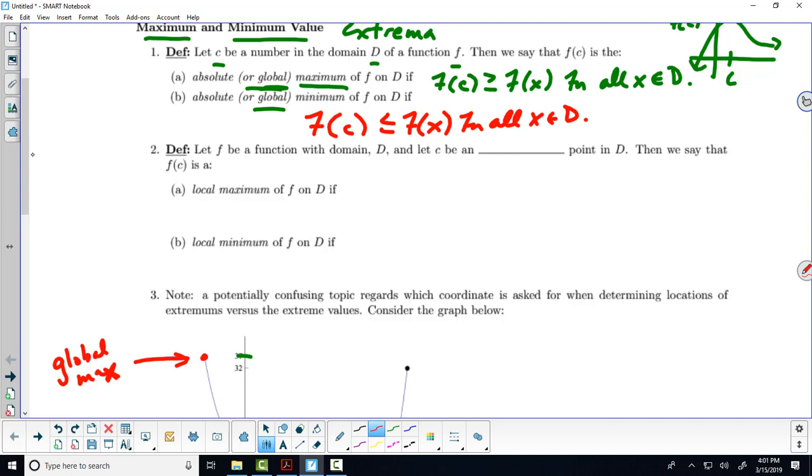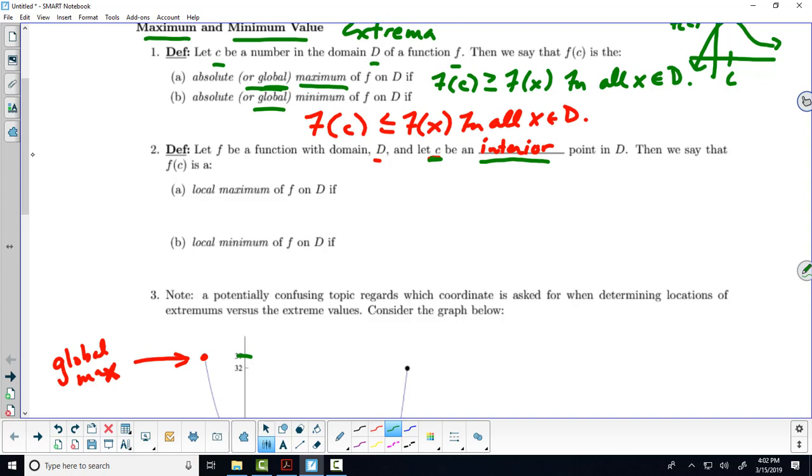Let f be a function with a domain D, and let c be an interior point in the domain. The word there is interior. This is important. Not all books choose to define local maxes and mins this way, but this is the way our author does. So I'm stressing that this needs to be an interior point.